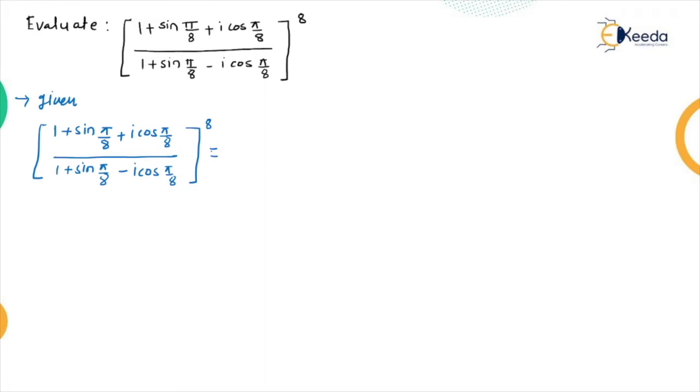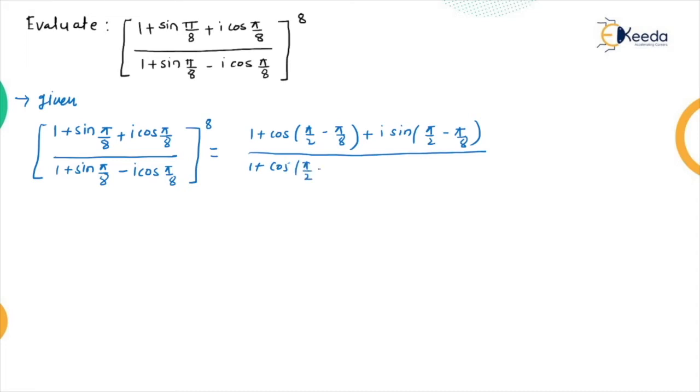You know that there is a trigonometric formula about sine and cos. If you convert sine into cos, then 1 plus sine is converted into 1 plus cos of (π/2 − π/8), plus i times cos converted into sine, so sine of (π/2 − π/8). In the denominator we do the same: 1 plus cos of (π/2 − π/8), and the middle sign is a minus, i times sine of (π/2 − π/8).